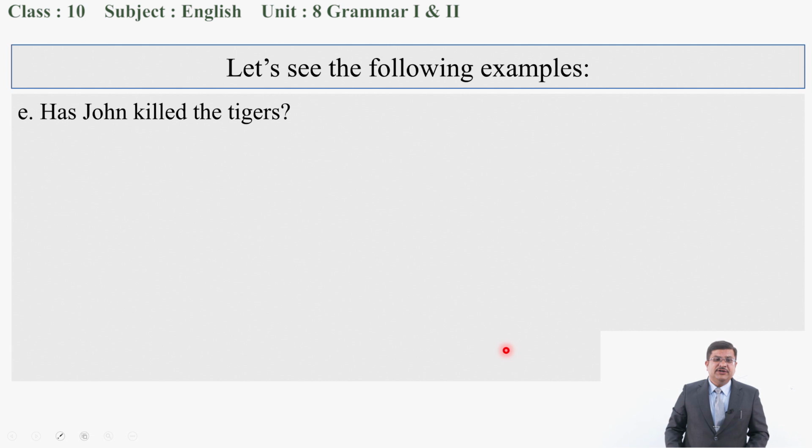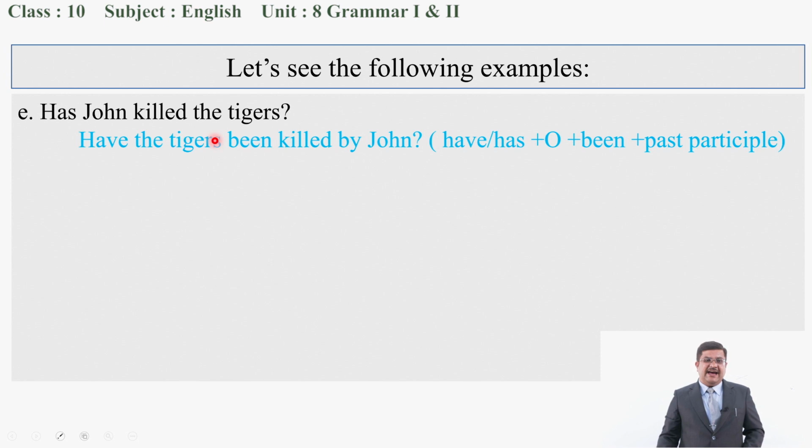Similarly, has John killed the tigers? See, again an interrogative sentence and it starts with an auxiliary verb and it is in present perfect structure. Has John killed the tigers? Can you change the sentence into passive form? Sure. Have the tigers. Why is there have? Did you understand? Yes, we have the tigers.